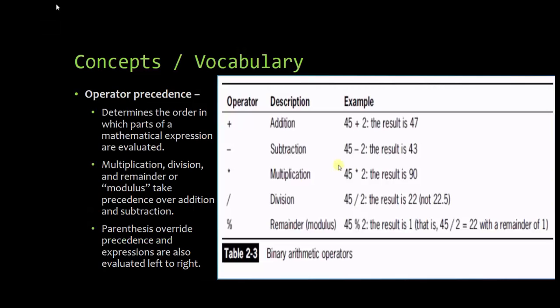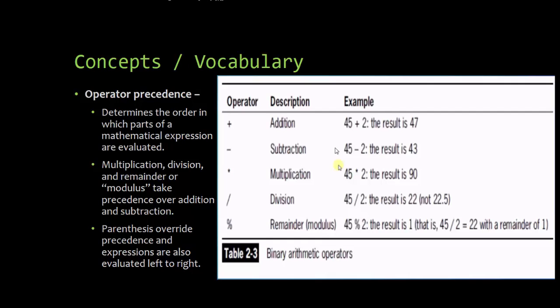Operator precedence determines the order in which mathematical expressions are evaluated. Multiplication, division, and remainder, which is also called modulus, take precedence over addition and subtraction. Parentheses override any precedence, and expressions are evaluated from left to right.